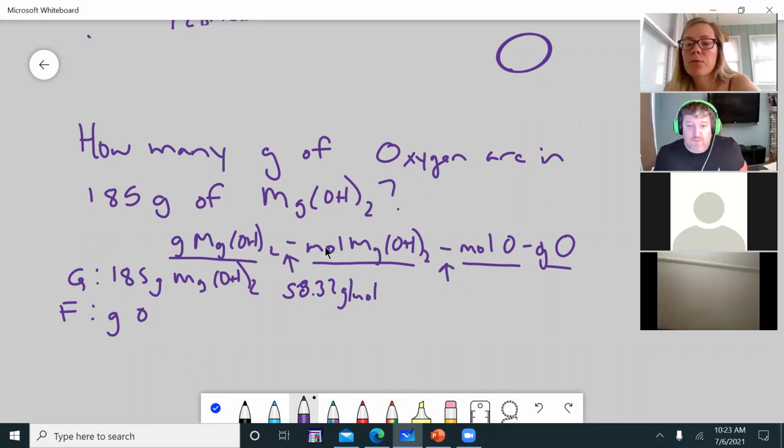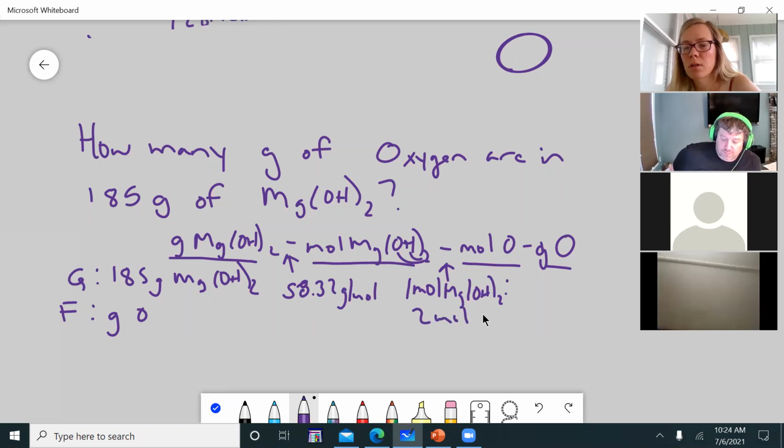This middle step, how do we go from moles of the compound into moles of the individual material? Well, we have to look at the subscripts. So one compound, one little packet of this, contains how many oxygens? 2 oxygens, 2 hydrogens, and 2 oxygens. So the ratio between these things is one compound, or 1 mole of the compound, yields 2 moles of the oxygen. That's the 1:2 ratio.